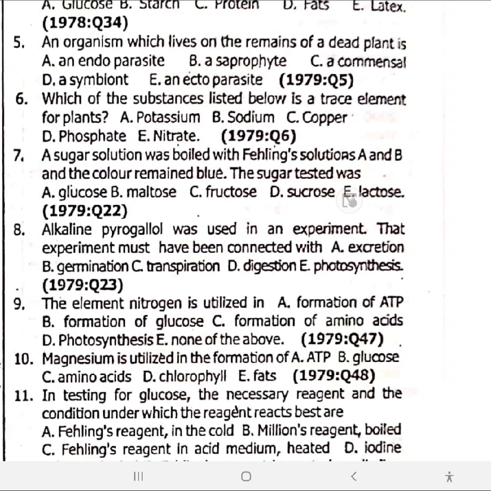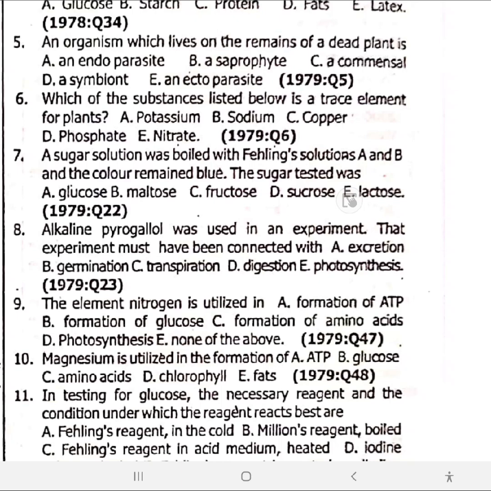Number 2. Sucrose would only produce a positive test with Fehling solution after warming it with dilute hydrochloric acid. Full stop. So if you want to test for sucrose and you use Fehling solution, but the color does not change from blue to orange, as I gave you a point just now, it means it is sucrose.